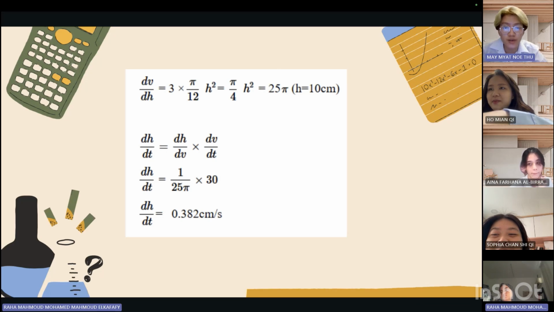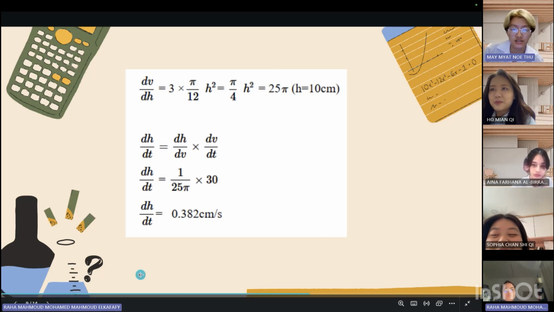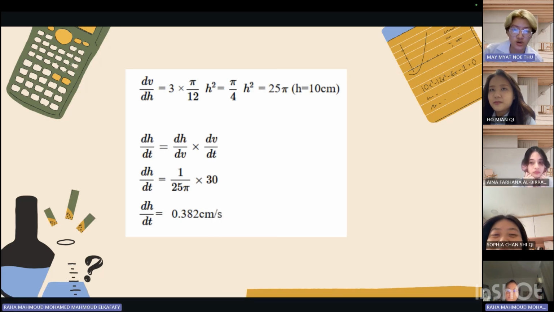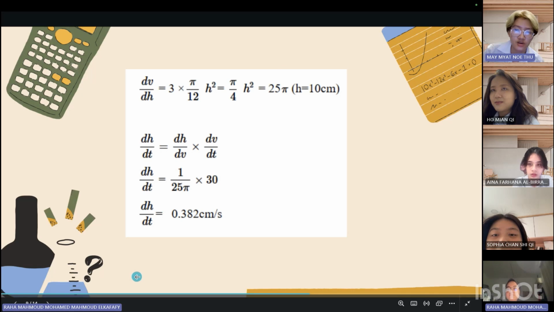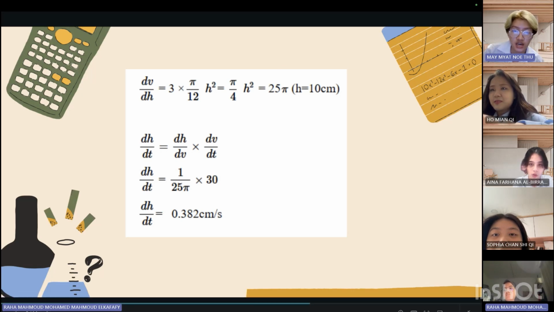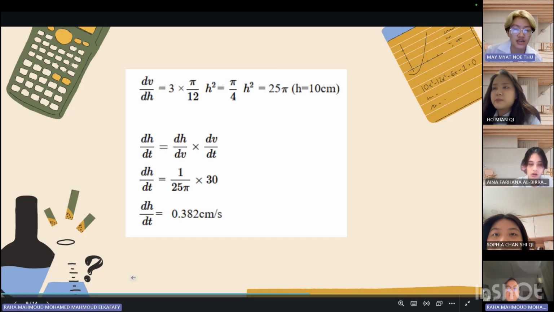And then we have 25 pi. From the way I've solved it, we have to find dh by dt, right? So we have to make sure dh is always at the numerator and dt is always at the denominator. As I look at what I already found, I realized that I already found dv by dh. So to make sure dh is at the top, I use it upside down. And then the question already gives us dv by dt. So I solve all of them, and I got 0.382 centimeters per second as the final answer.